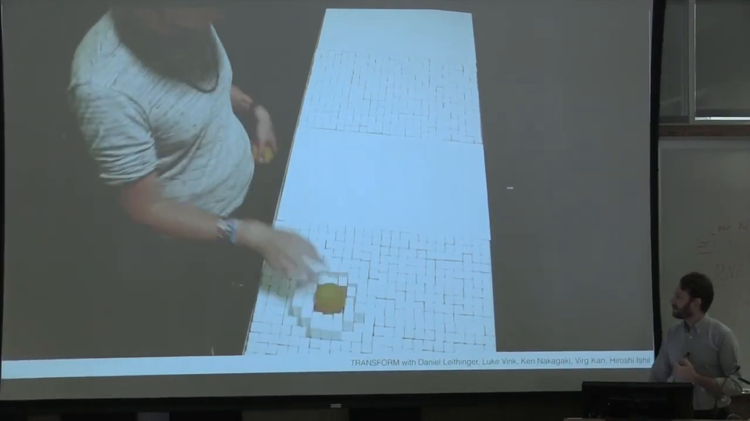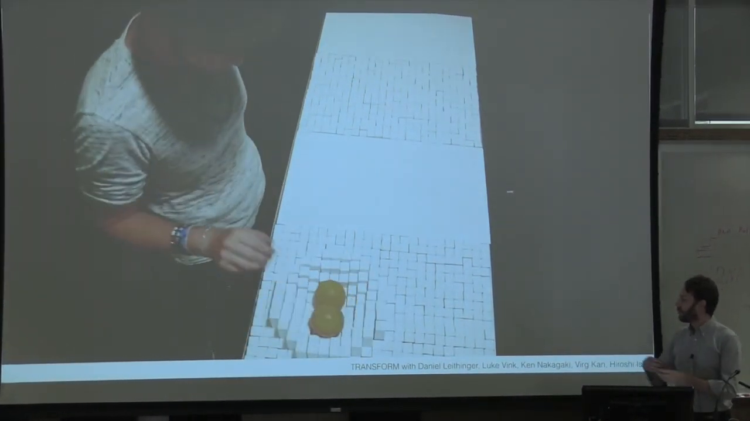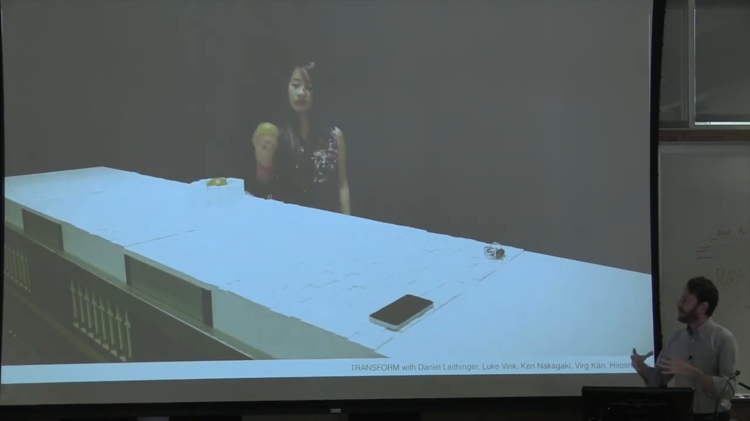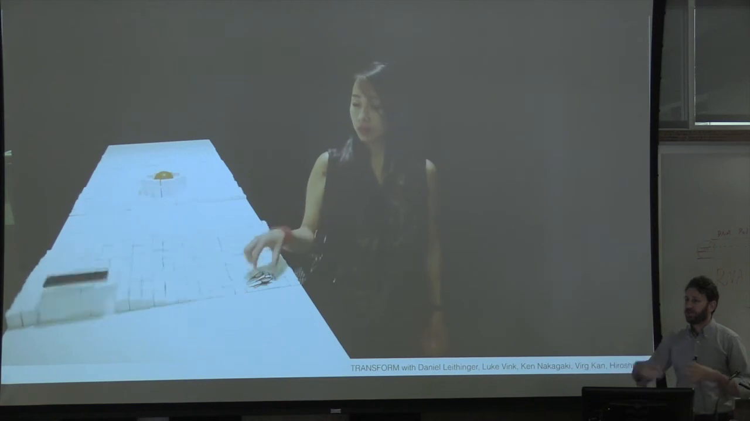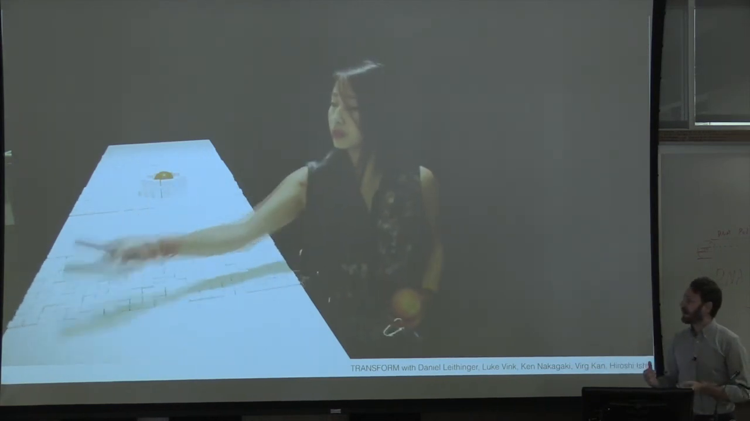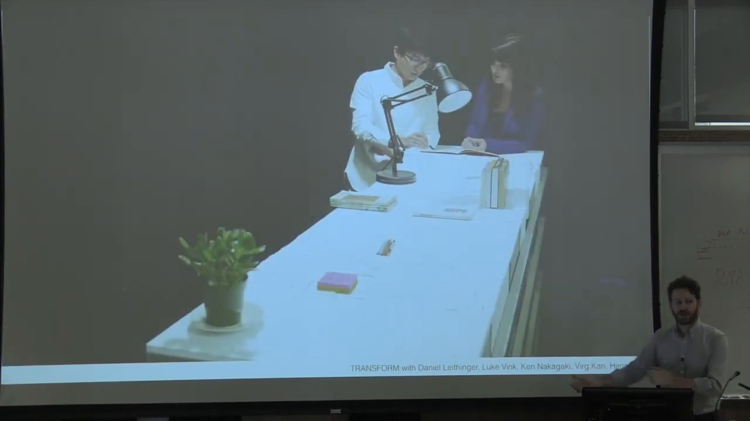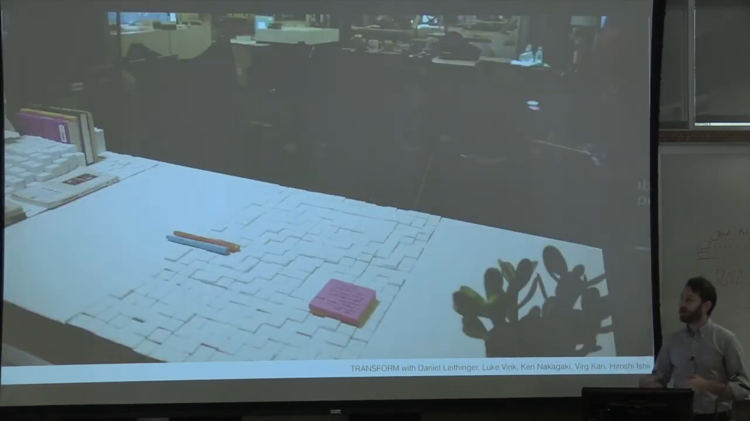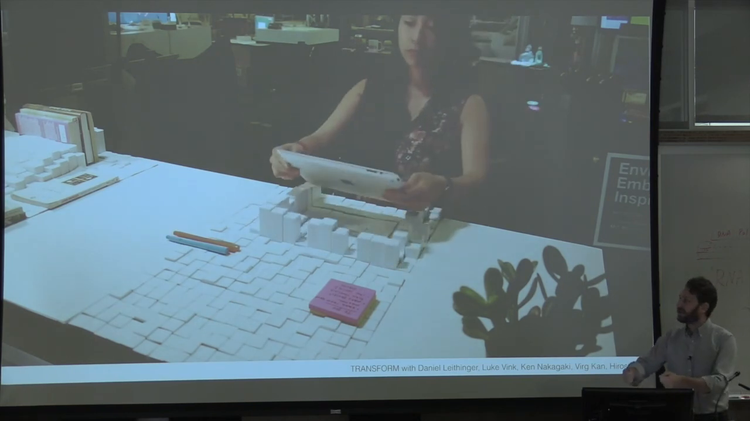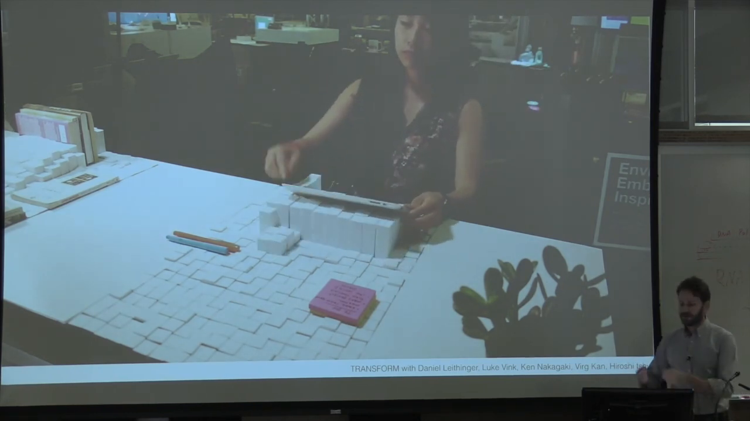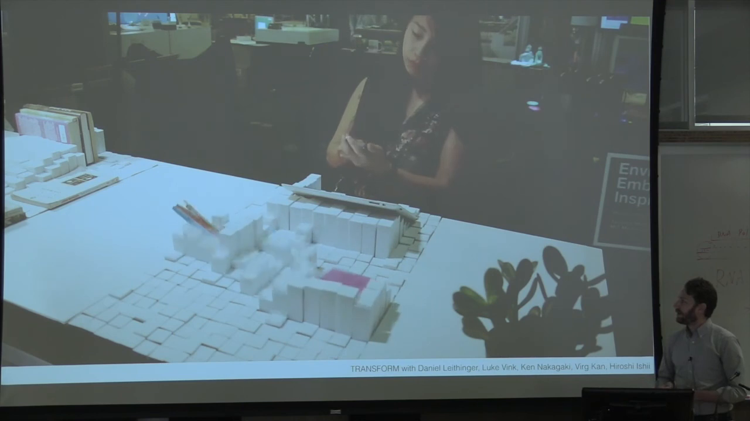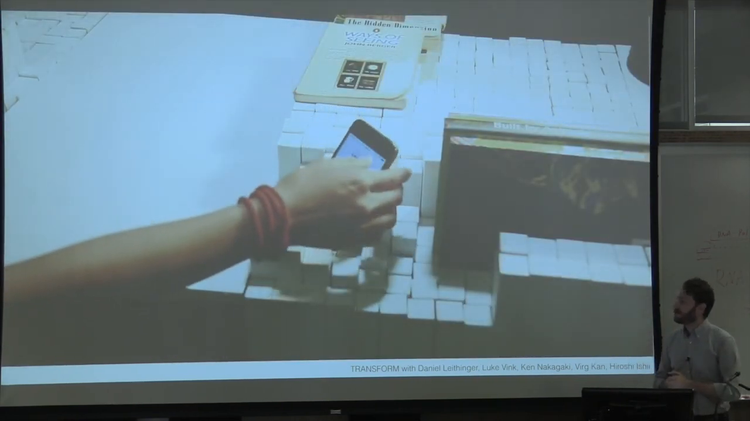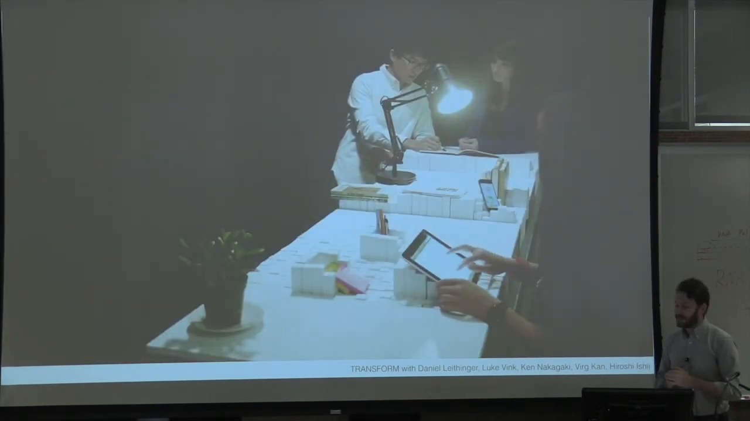So this was a system, Transform, which you saw some of the hardware of, but with Ludwig and Ken Nakagaki and Verge Khan, we thought about how we can have this transforming table that could be in our daily lives and convey information to us, but also adapt its form to fit the different ways that we might want to use it. As you bring a device over to it, it can support that device and move objects, adapting to the environment that you need it to be in.